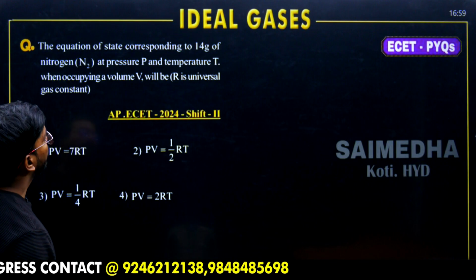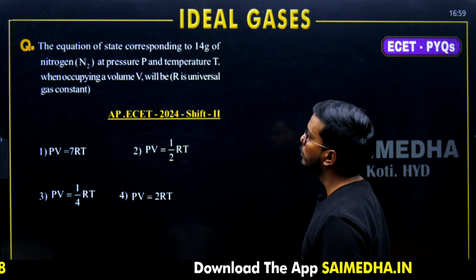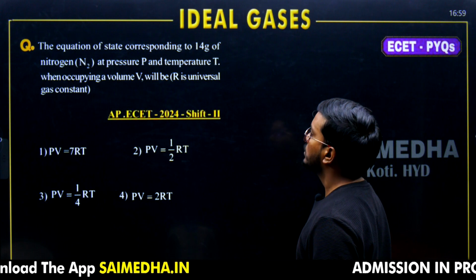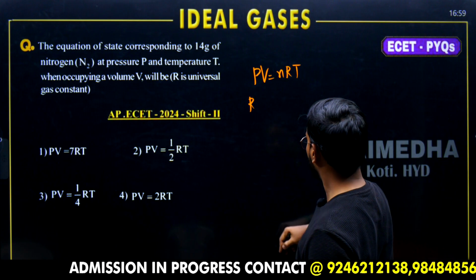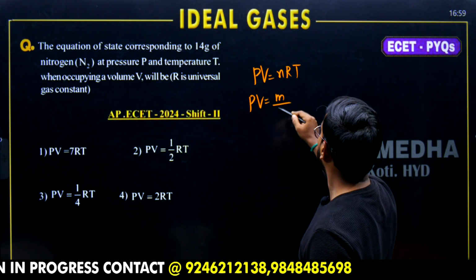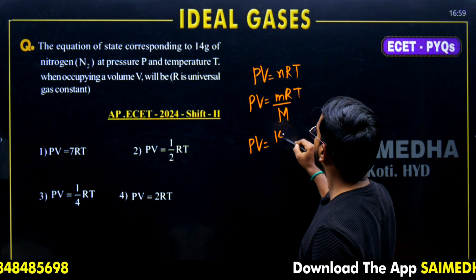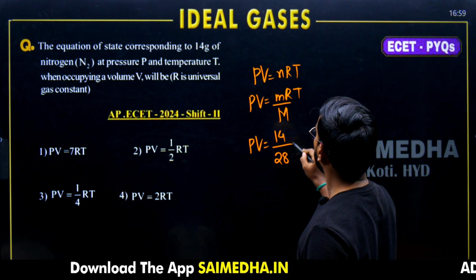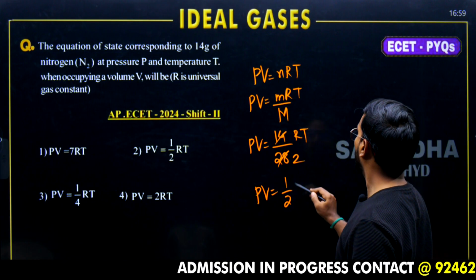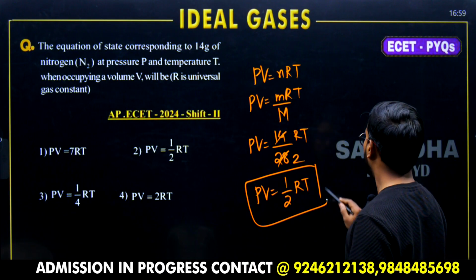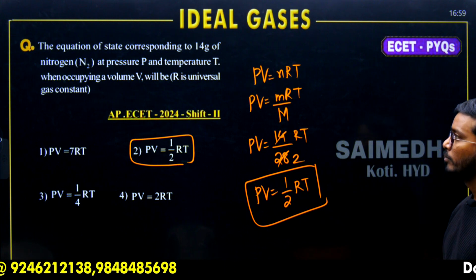The next question is the equation of state corresponding to 14 grams of nitrogen. Similar question, asked in terms of nitrogen now. PV is equal to nRT, R is the universal gas constant. PV is equal to mass by molecular weight times RT. Mass is given as 14 grams. Molecular weight of nitrogen is 28. 14 ones are 14, twos are 28. So what is the answer? PV is equal to half the universal gas constant R into T. This is your answer.